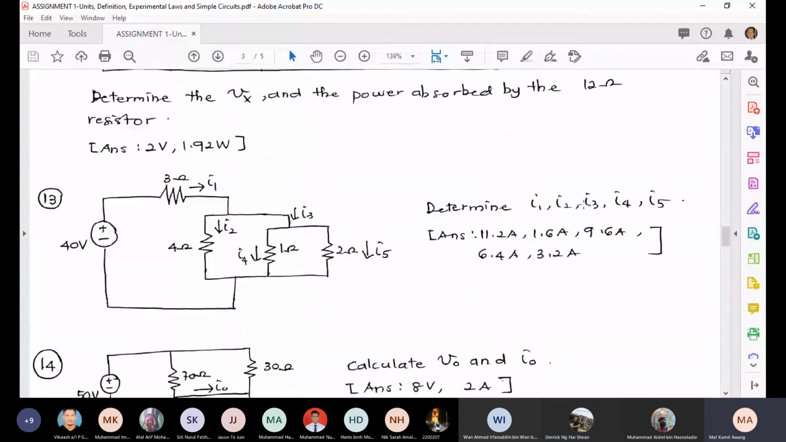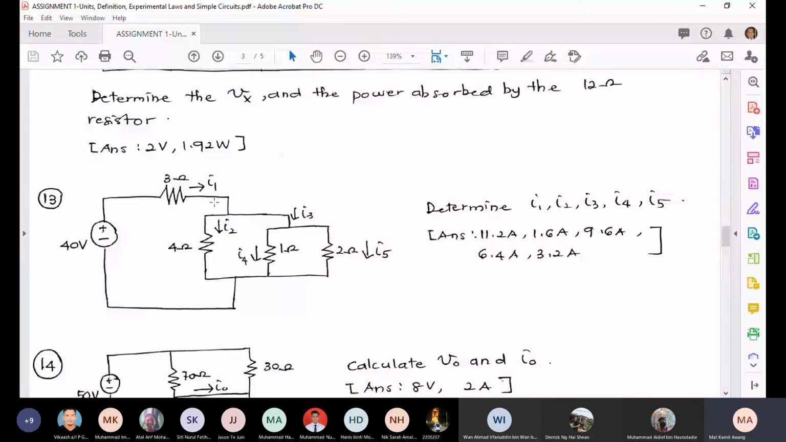This one, you need to find I1, I2, I3, I4, I5. The same thing, you find I1 first. How to do that? This one you can combine using the parallel formula. Then it's also parallel with this one, so you get one resultant resistor here. So now you can find I1.